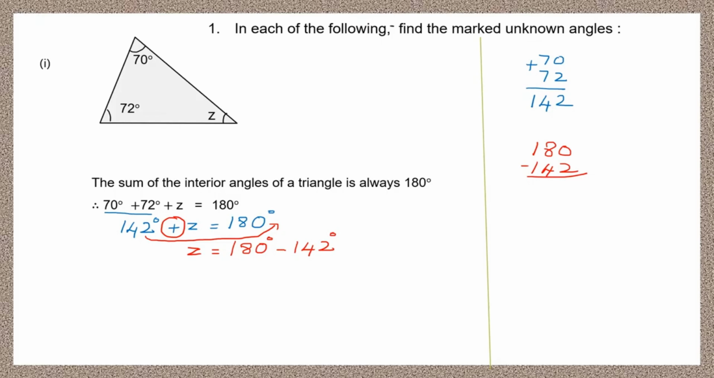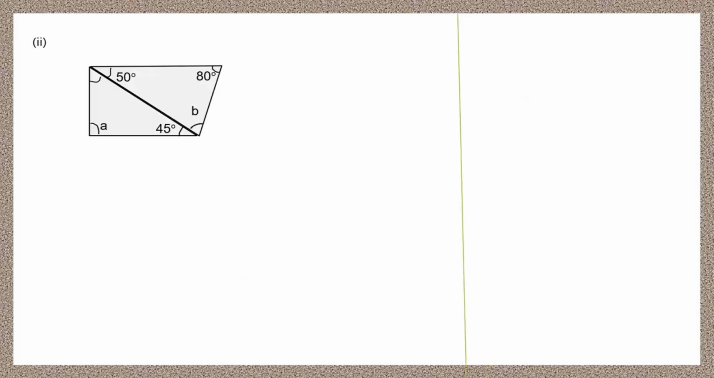180 minus 142. So 0 minus 2 you can't do. Let's borrow. So that's 7 and 10. 10 minus 2 is 8. 7 minus 4 is 3. 1 minus 1 is 0. So this is equal to 38 degrees. So we have found the unknown angle to have a value of 38 degrees.